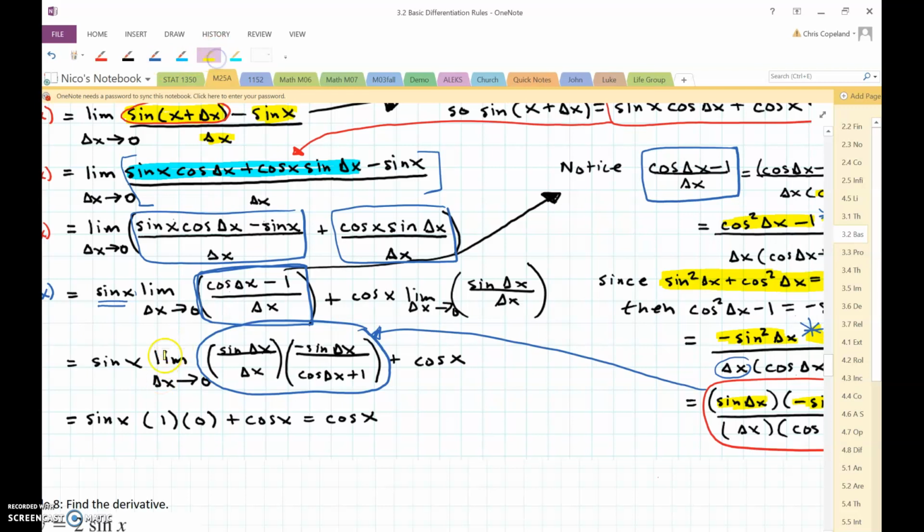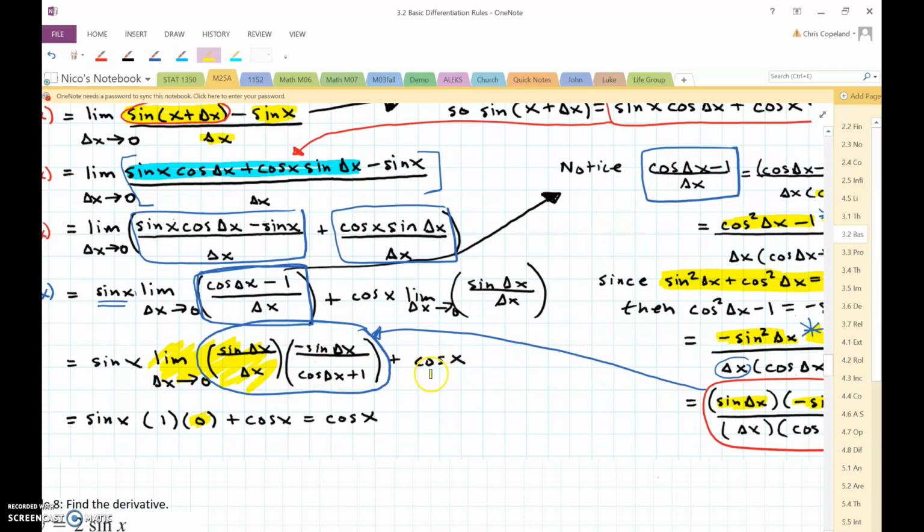So notice this limit here, this is the squeeze theorem. So I still have sine of x out in front. This limit here goes to 1. I can evaluate this limit here, which would be negative sine, by direct substitution. If this was 0, we know negative sine of 0 would be 0. We know cosine of 0 would be 1. 1 plus 1 would be 2. 0 divided by 2 is still going to be 0. So that's all taken care of.